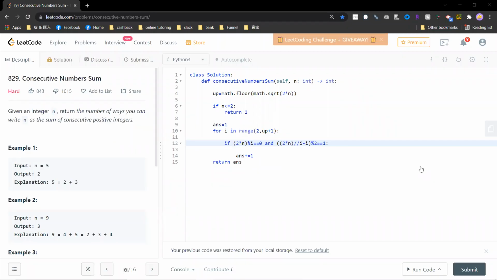Welcome, guys. So another Leetcode problem. This is consecutive number sum. Okay, so I have my own way to solve it. So the code is very easy. Let me explain what is going on.